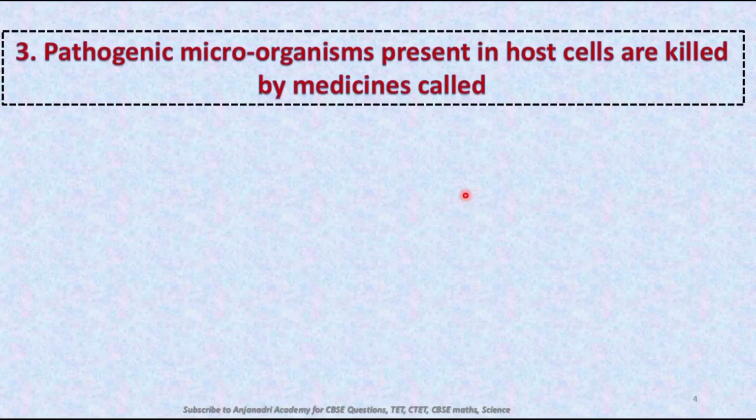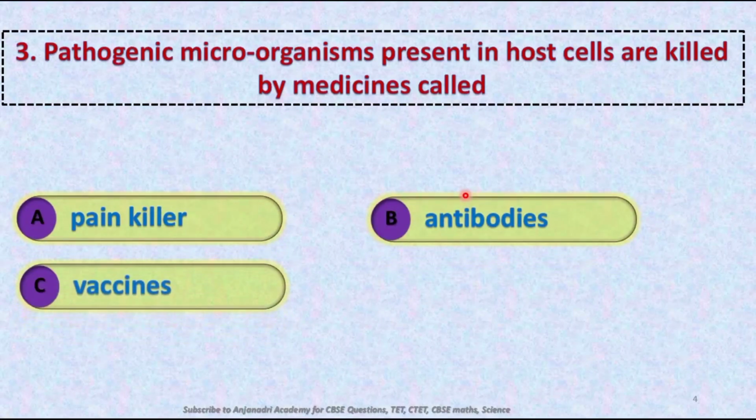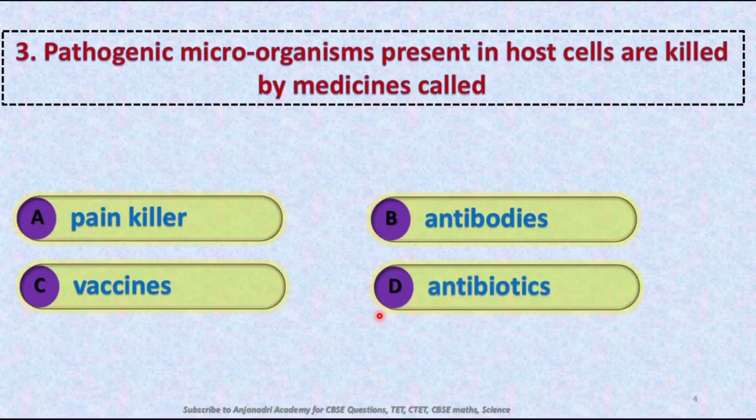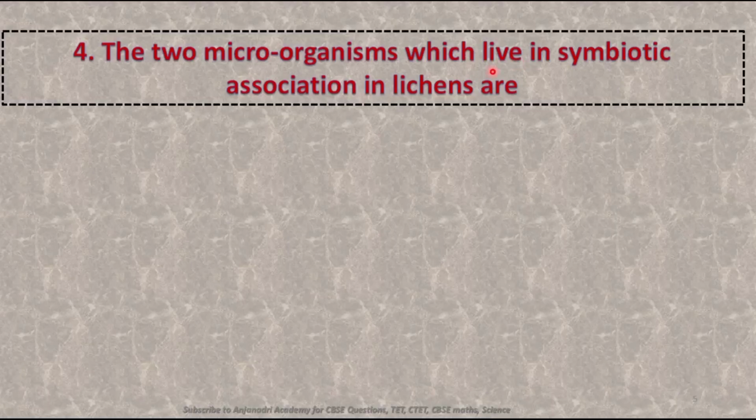Pathogenic microorganisms present in host cells are killed by medicines called painkillers, antibodies, vaccines, antibiotics. The correct answer is antibiotics. The various types of antibiotics are streptomycin, tetracycline, and erythromycin. Let us move to the next question.